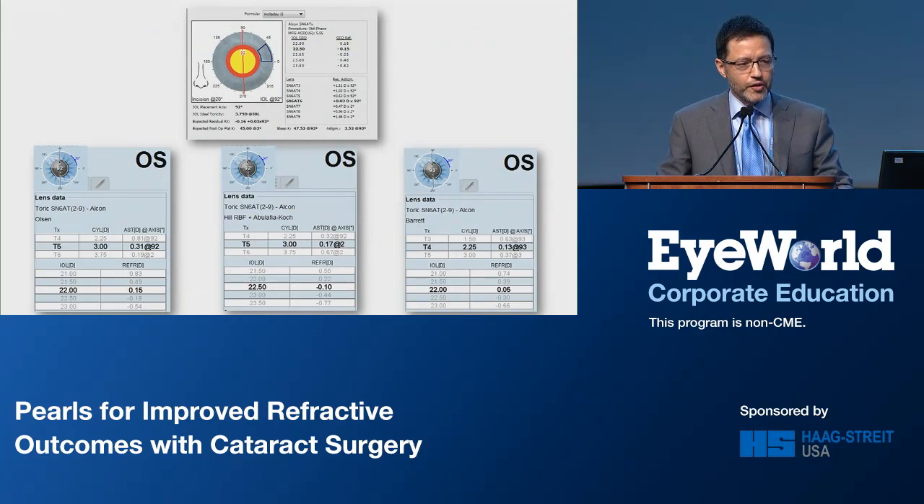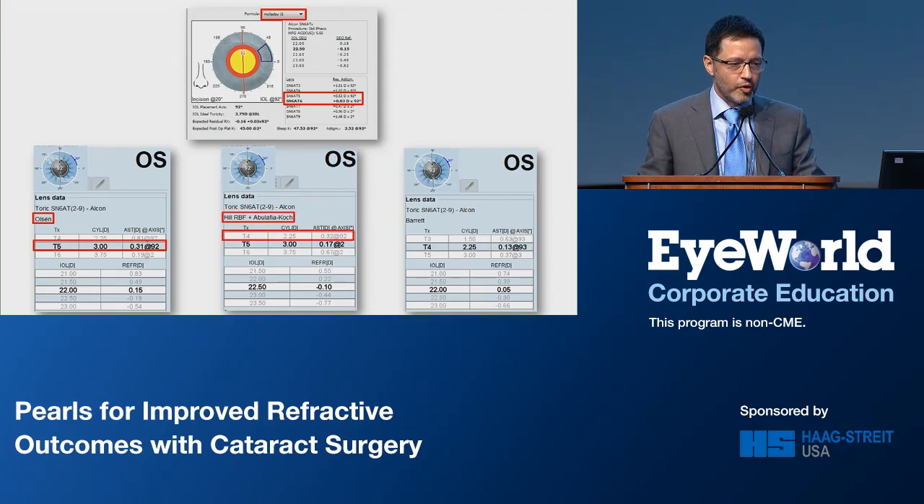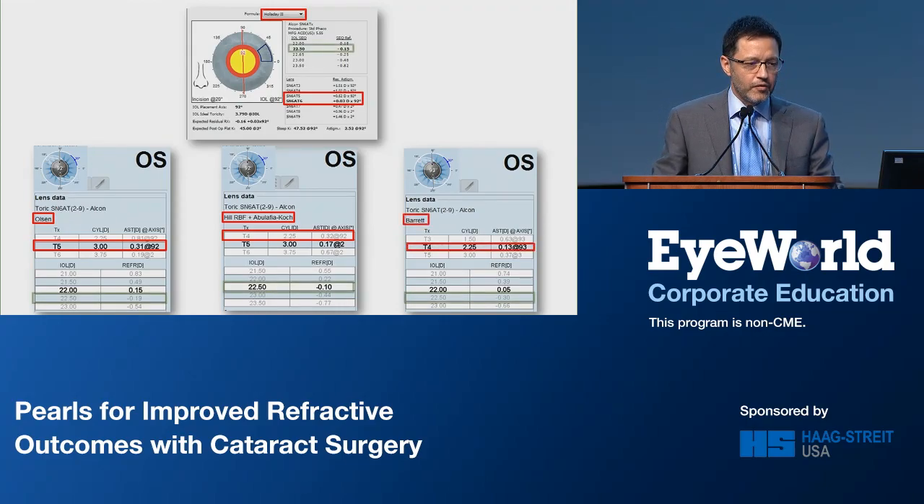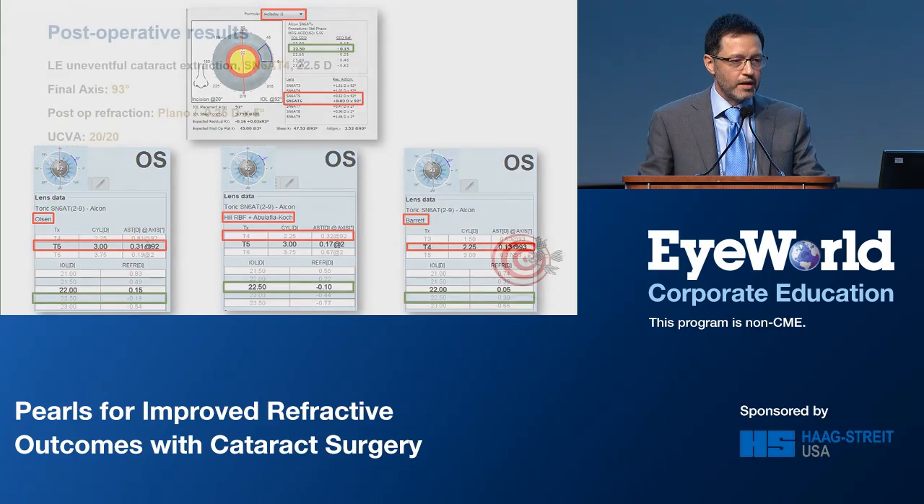And let's look at the different calculators here. If you look at the Holladay calculator, you will probably pick a T5 or T6 for this patient. The Olsen with the standard calculator, T5. With the Hill-RBF, you would probably pick a T4, and also for the Barrett. And for the spherical equivalent, all of them agree that it should be 22.5.